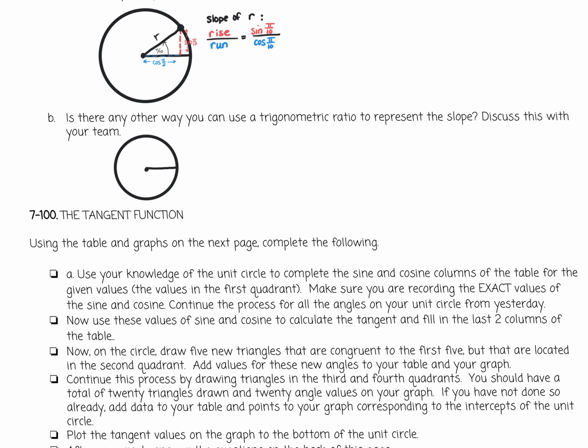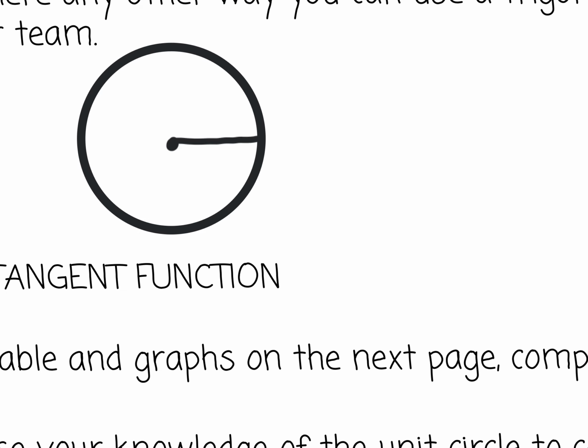Part B asks, is there any other way you can use a trig ratio to represent the slope? So let's think about this. Let's just say I have some random angle and we'll call it just theta, okay? So this angle that I've drawn in my unit circle is just theta. I'll draw my triangle in here just like I have been. So I've got my vertical movement. I've got my horizontal movement.